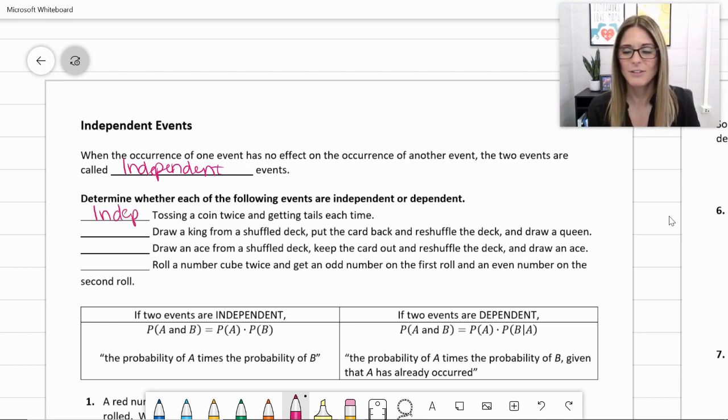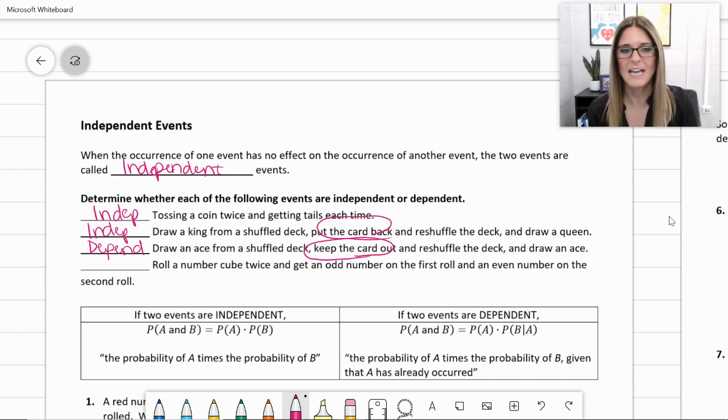Second one, draw a king from a shuffled deck and put the card back. That's important. Reshuffle the deck and draw a queen. Now, because I put the card back, I did not change the sample space. Nothing happened. So this is another independent example. The third one, draw an ace from the shuffled deck, but keep the card out, reshuffle the deck, and draw an ace. Now, this has become dependent because I've taken a card away and there's one less opportunity to draw that card. So this is now dependent. I've changed that sample space. There's been an effect on our next event.